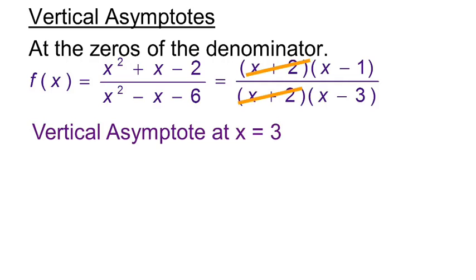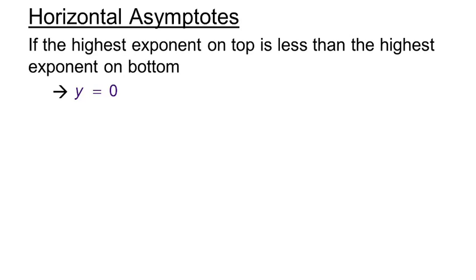Okay, I'm going to the next slide. If you need to pause, pause. Next will be horizontal asymptotes. There are 3 different rules for horizontal asymptotes. The first one is if the highest exponent on top is less than the highest exponent on bottom, the horizontal asymptote is y equals 0.